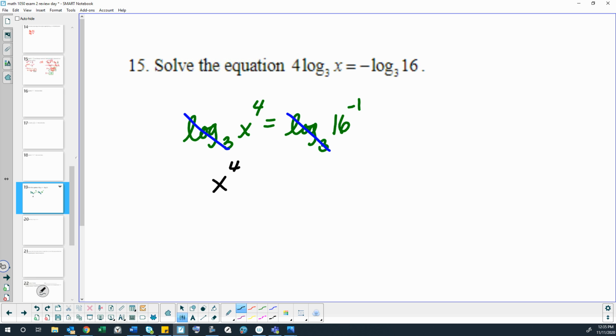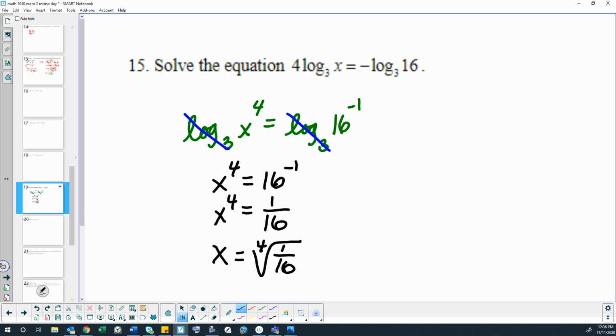So now we have x to the 4 equals 16 to the negative 1. And 16 to the negative 1 means 1 over 16. So then x would be the 4th root of 1 over 16.